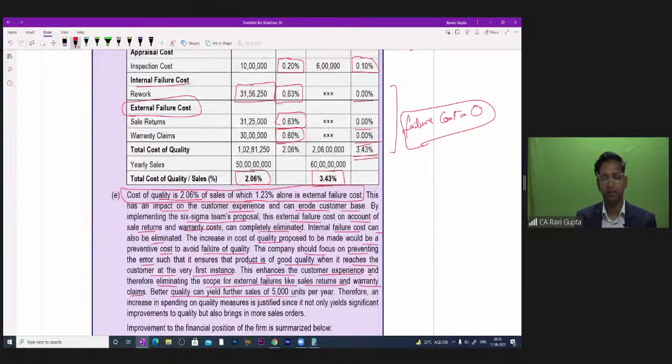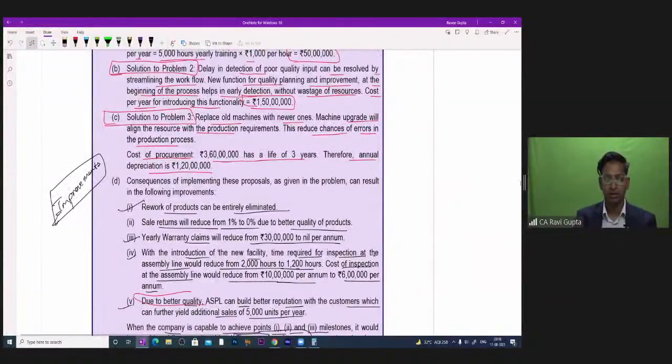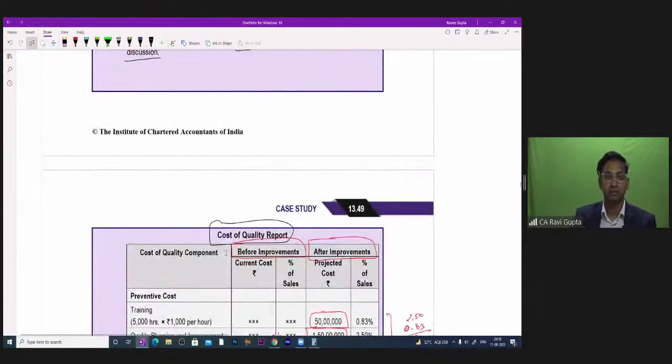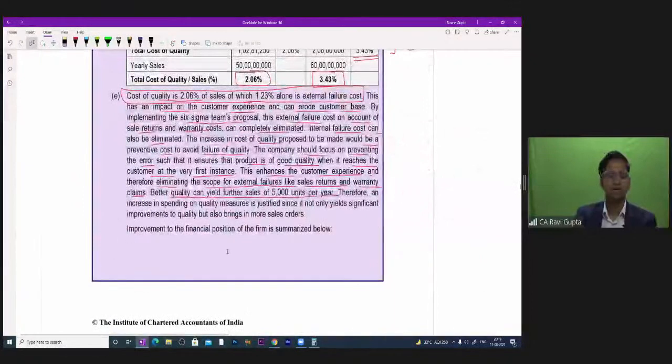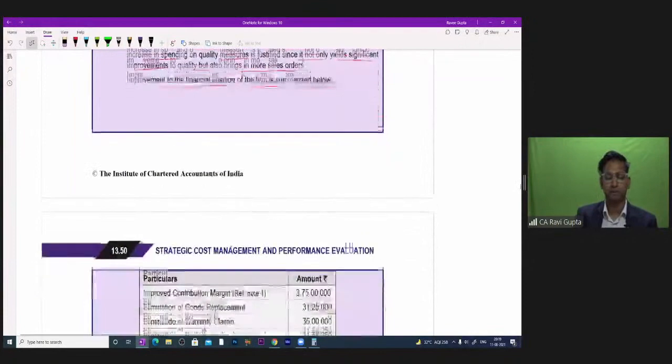Better quality can yield further sales of 5,000 per year. Yes, due to the better quality, it can build a better reputation with the customer, which can yield additional sales of 5,000 units. We can have 5,000 more unit sales. Our sales will increase, our profitability will increase just by increasing our quality. Therefore, an increase in spend on the quality measures is justified, since it not only yields significant improvement to quality, but also brings in more sales orders. Improvement to the financial position of the firm is summarized below.